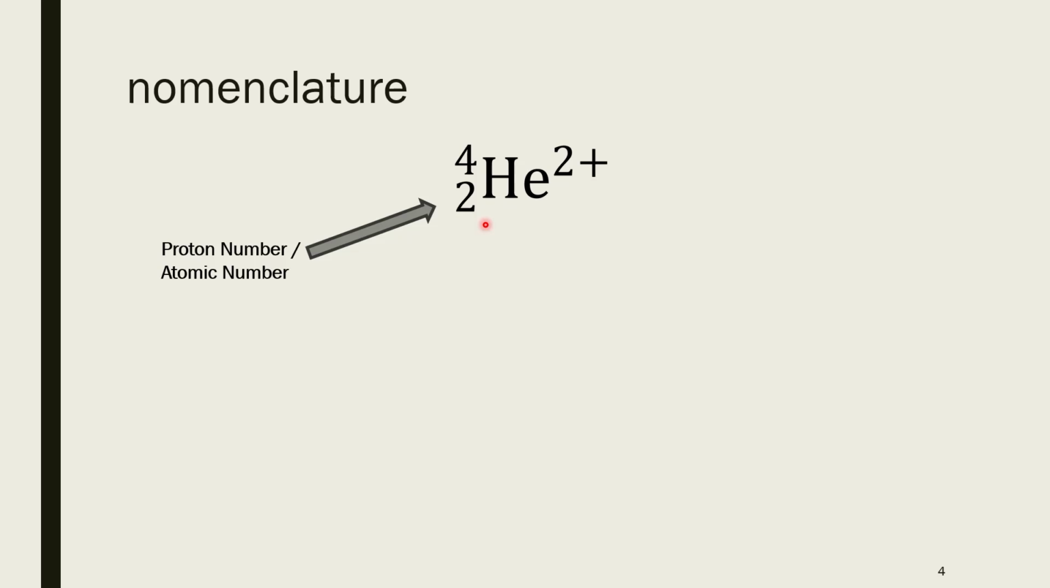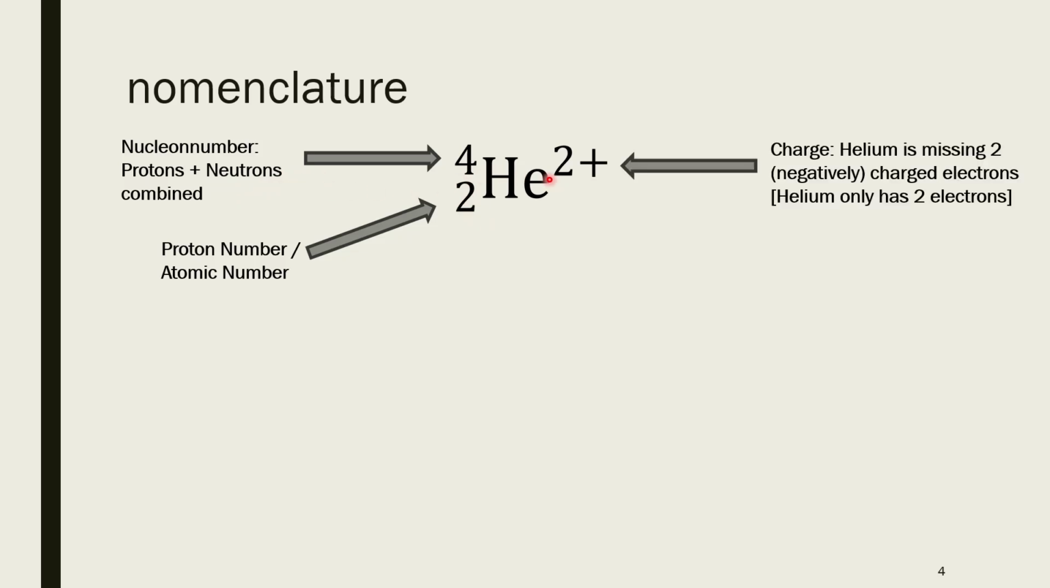The 4 on the top left is the nucleon number, so the protons and the neutrons combined. And if you have both of them, you can calculate how many neutrons you have, because the nucleus contains 4 particles and 2 of them are protons, so the other 2 have to be neutrons because there are no other particles. And as the last number on the top right, we have the charge, 2+, meaning that this helium atom is missing 2 negatively charged electrons, and since helium only has 2, it's missing all of its electrons, and the missing of 2 electrons is stated with the 2+. If it had 2 more than it has in proton number, you would write down a minus, but this is not the case for helium.